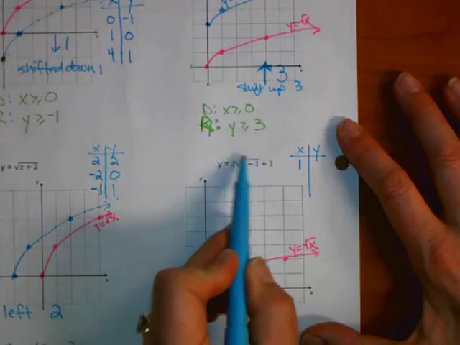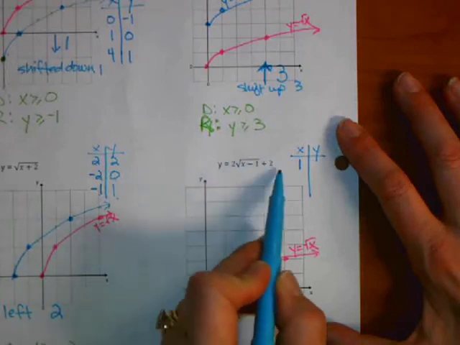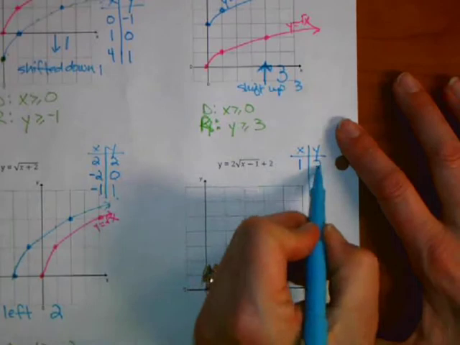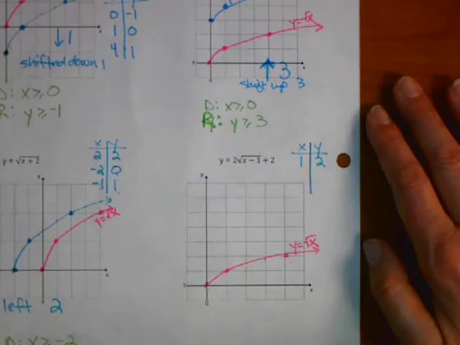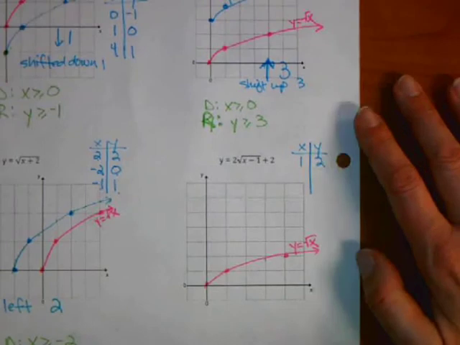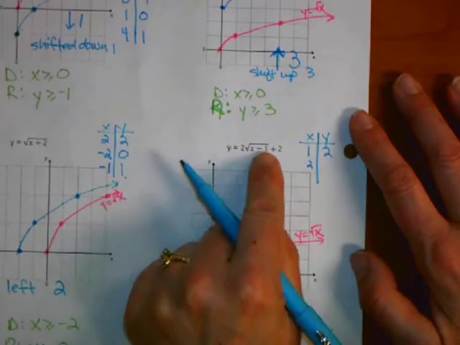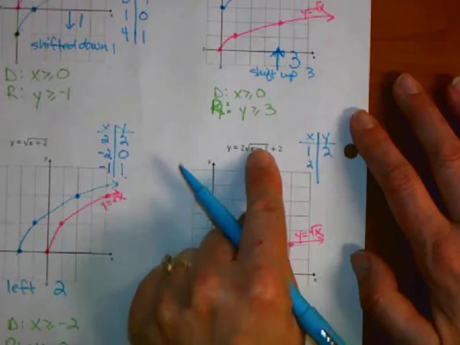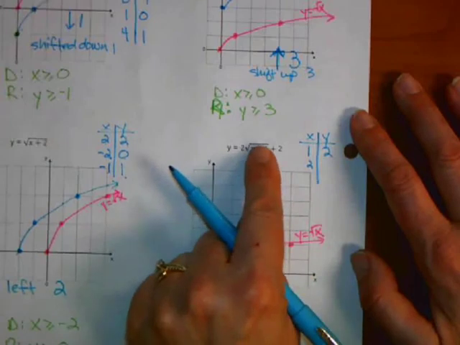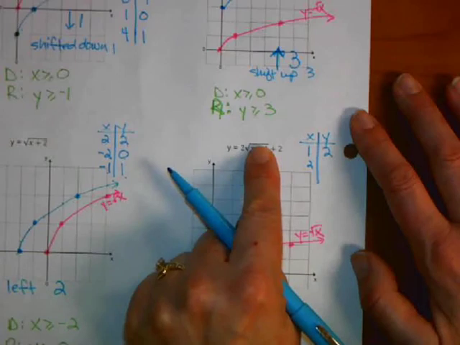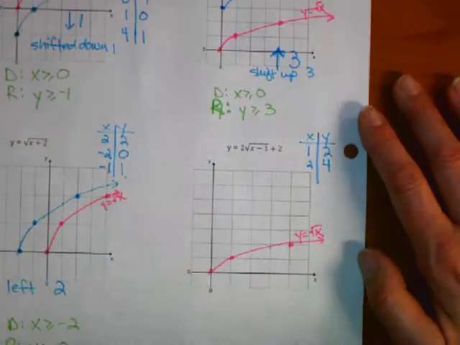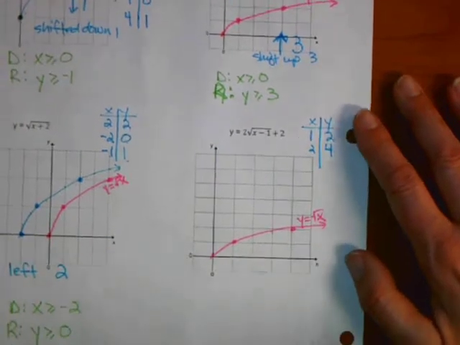0 times 2 is 0 plus 2. So what's my output going to be? Do you see it? Okay, there's one other number I could come up with. 2 would work. Let's do 2. 2 minus 1 is what? 1. The square root of 1 is what? 1. Times 2 is 2. Plus 2, 4. There's one other number.